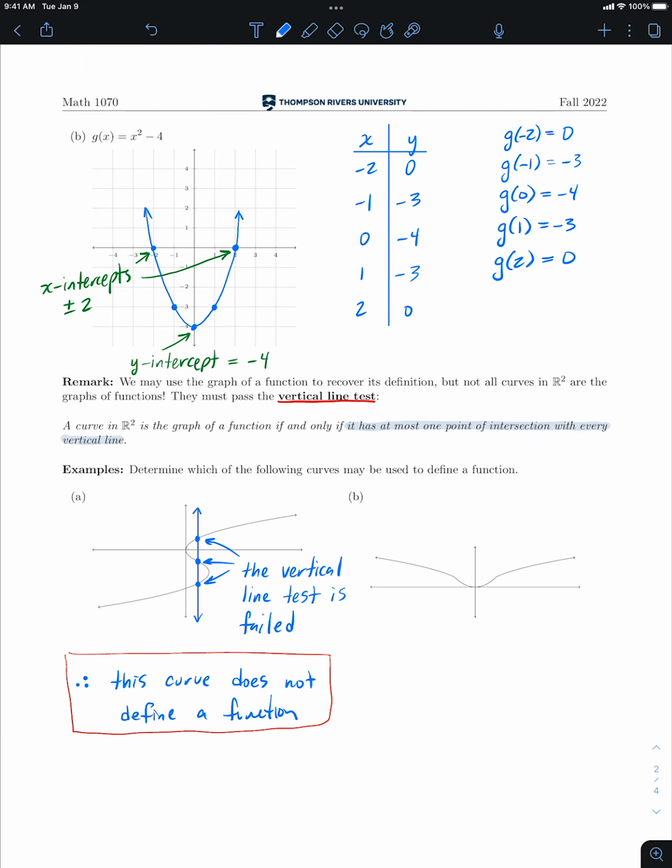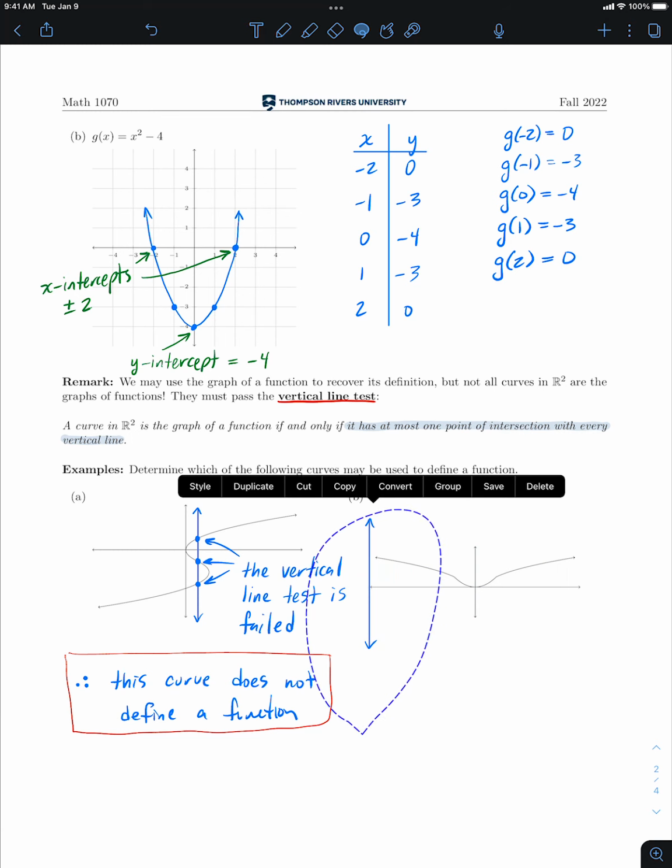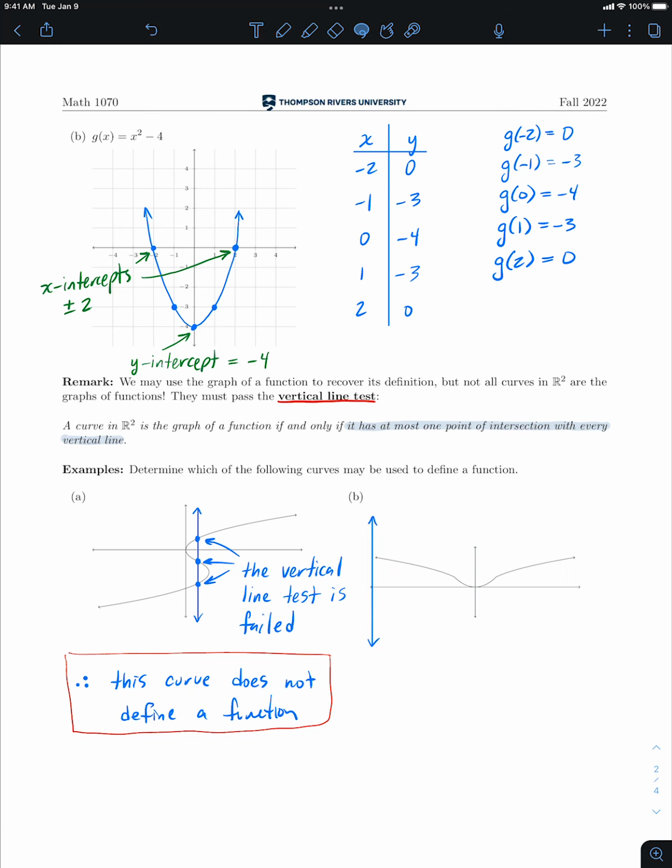Let's look at another example. By the way, why am I starting from the right and moving left? No reason at all. I could just as easily start over here and move to the right. Okay, so let's start here. If I take this vertical line, I just slide it all the way along the graph. Ask yourself, is there any place where this vertical line intersects the graph of that curve, or intersects that graph, I should say, more than once?